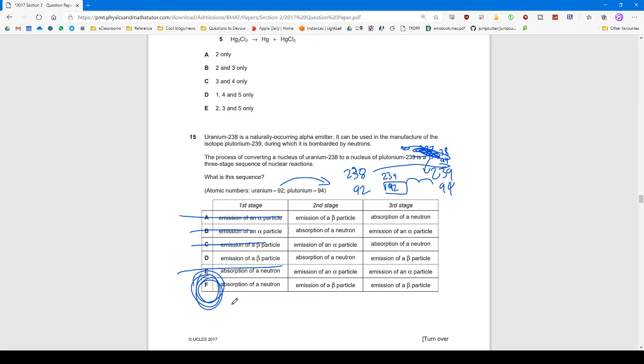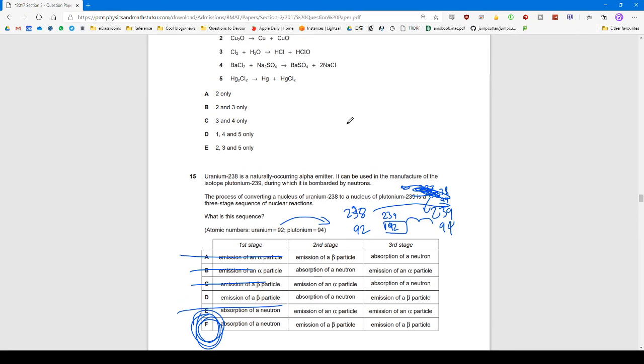Okay, and another thing is that this is actually a pretty common reaction to think about. Uranium-238 and plutonium-239 are both common isotopes that might be asked of you. So it may be useful to remember things like bottom number going up must involve beta, top number going up must involve the neutron, and top number going up causes the bottom number to go up, because it's not stable if the top number is too high, right?